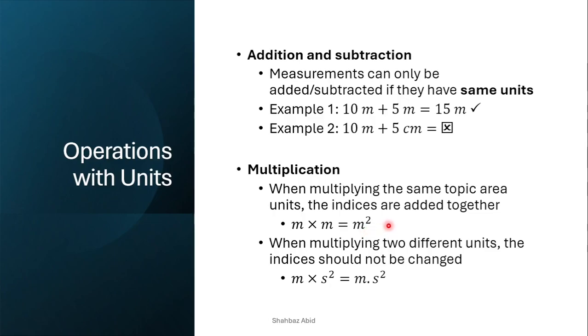If we are going to multiply two different units, we will not add their indices. We are going to basically write them alone with their powers. So for example, if I am going to multiply the meter with the second squared, I am going to get the overall answer to be meter second squared.